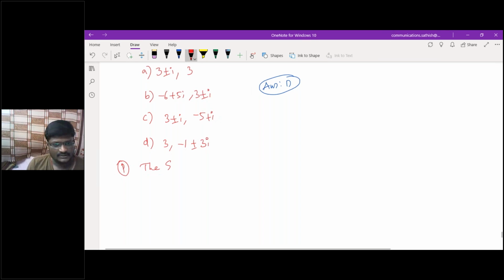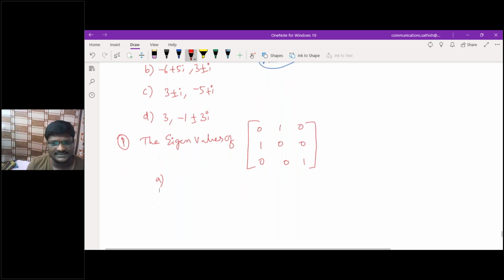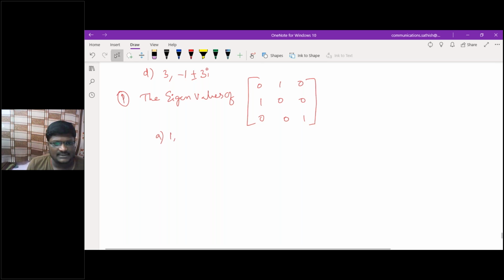Yeah, one more problem. The eigenvalues of another matrix: [0, 1, 0; 1, 0, 0; 0, 0, 1]. I hope you understood the concept. Did you get that point?